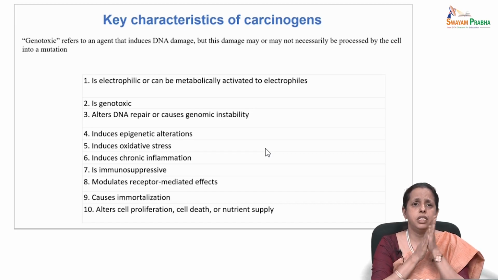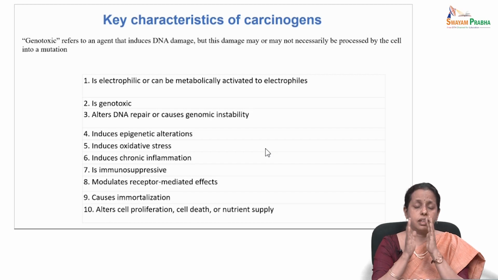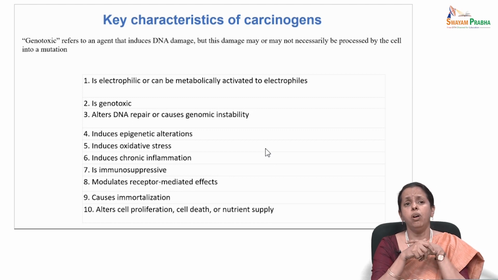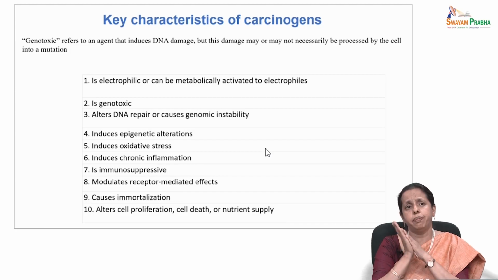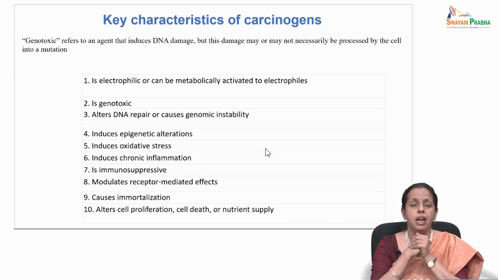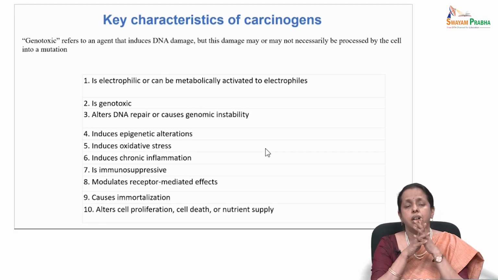It should be able to induce epigenetic alterations, oxidative stress, and chronic inflammation. Please recollect our hallmarks of cancer, where we discussed how chronic inflammation and carcinogens are related to cancer. It should be immunosuppressive. It should be able to downplay your host immunoregulatory mechanisms so that it can overtake. Another key characteristic of a carcinogen is that it should be able to modulate receptor-mediated effects. And can these carcinogens really cause immortalization? Yes, some of them.